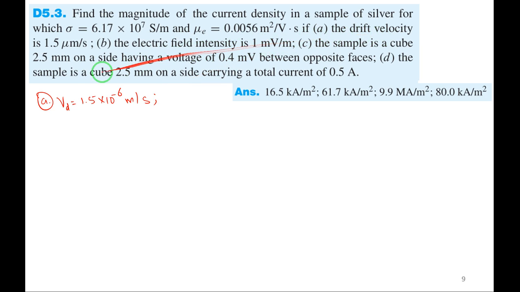Okay, the drift velocity is given. This is not a vector, right? They have simply given the magnitude. Then what they have asked is to find out the current density J. The material is silver.